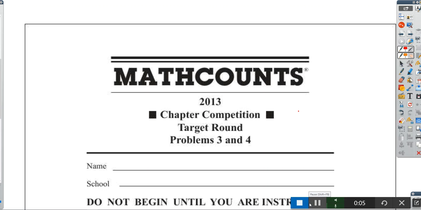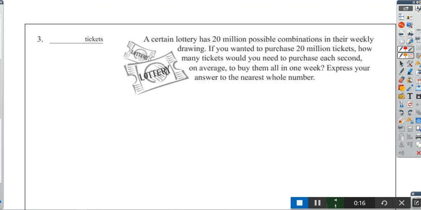We're going to take a look at the MathCounts Target Competition from 2013. We're just going to look at problem number 4 right now. Just problem number 4. So let's go to problem number 3. Now, problem number 3 is actually a really easy, relative, multiplication and division problem.